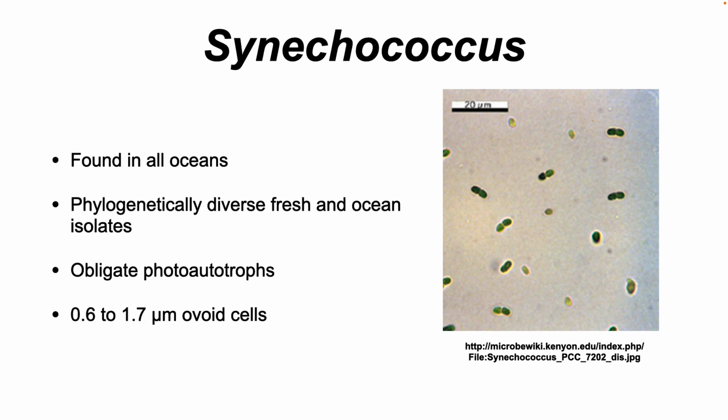Synechococcus are found in all oceans and are phylogenetically diverse, fresh ocean isolates and obligate photoautotrophs. They have cells that are about 0.6 to 1.7 micrometers and are ovoid. Again, you will find them in all sorts of oceans.